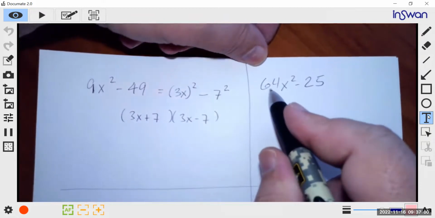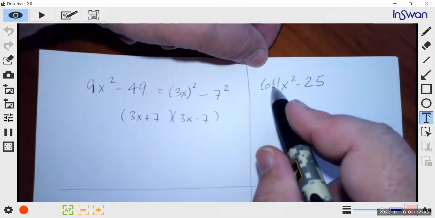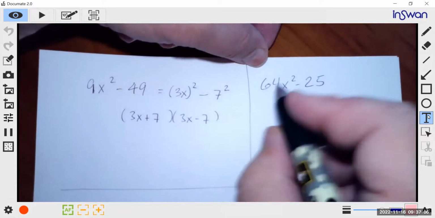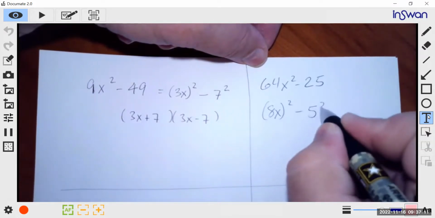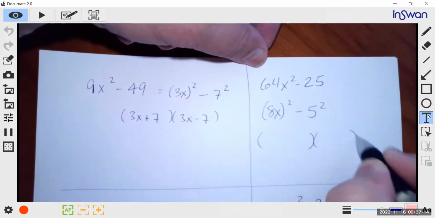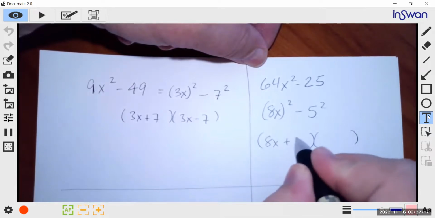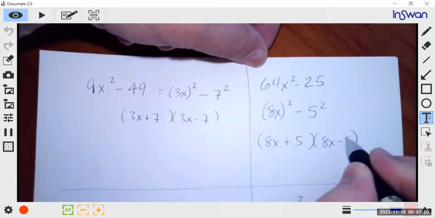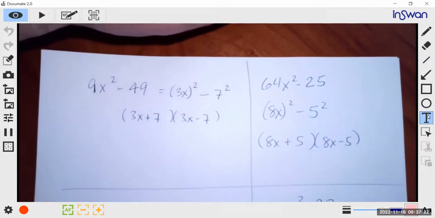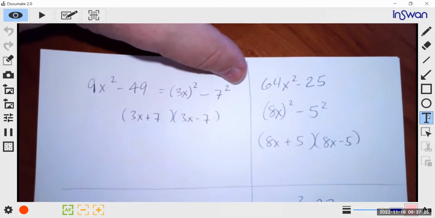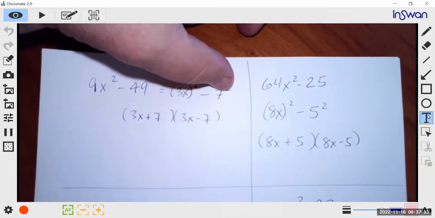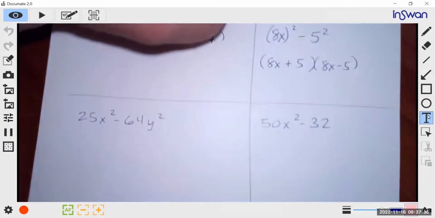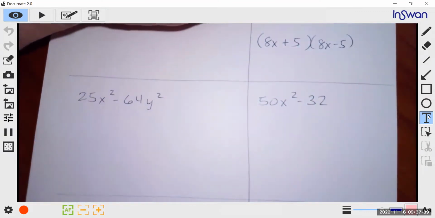How about this one? Is the first term 64 a perfect square? It's what? 8 times 8. So this is 8x squared. 25 is 5 squared. So it's 8x plus 5, 8x minus 5. Okay, how about that one?